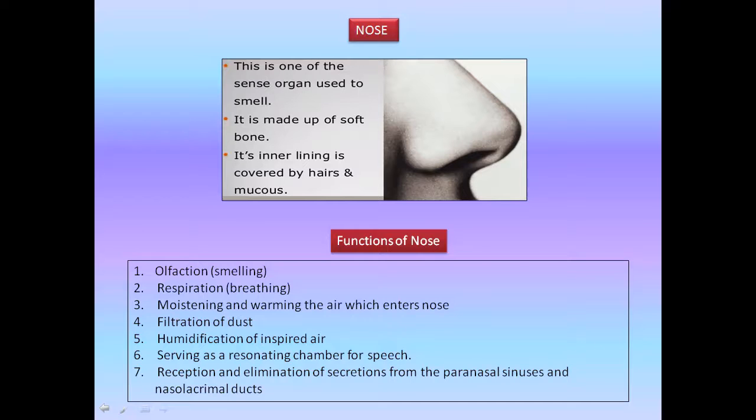breathing, moistening and warming of the air which enters your nose, filtration of dust, humidification of inspired air, serving as a resonating chamber for speech, and reception and elimination of secretions from the paranasal sinuses and nasolacrimal ducts.